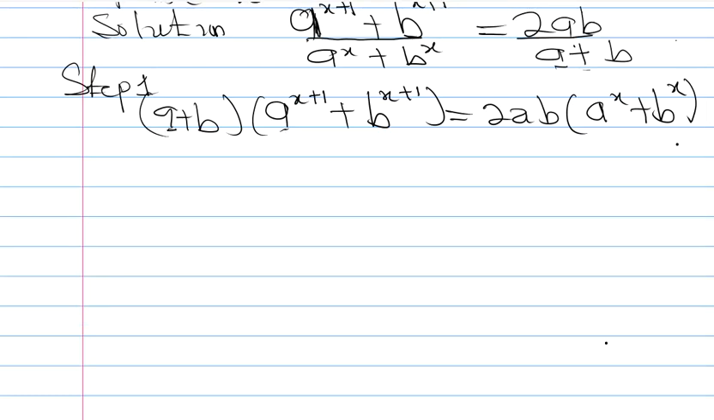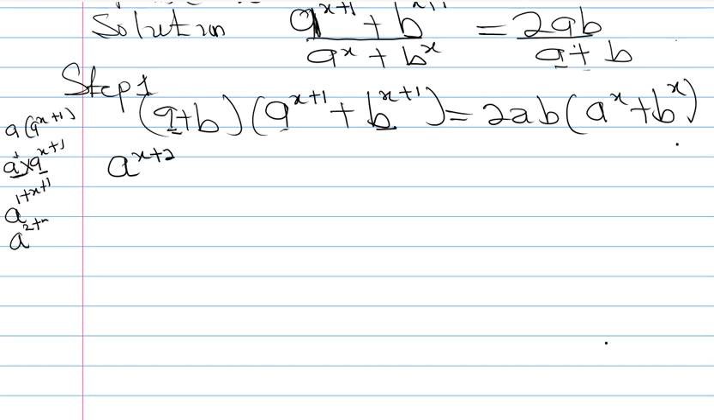a times a^(x+1). This one will give us a times a^(x+1). Let me explain this. By applying the law of indices, you can see that we have the same base here. Just write your a, add the powers together, which is 1 plus x plus 1. So here we have a raised power 2 plus x. That's how I got this.